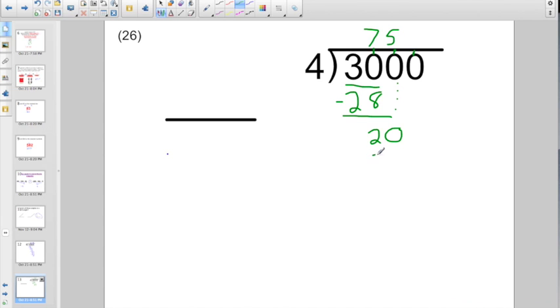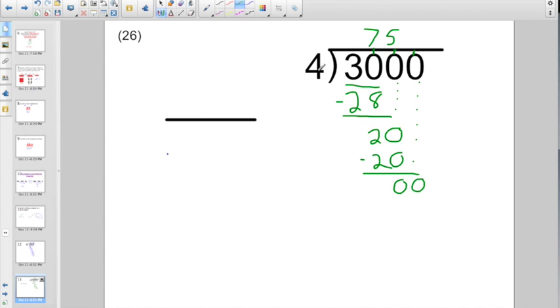Multiply it back for 20, subtract it for 0, and you have one more number to bring down, right? Don't think you're done yet, because you have one more quotient digit to write up here. So we better bring that number down, park it right here.